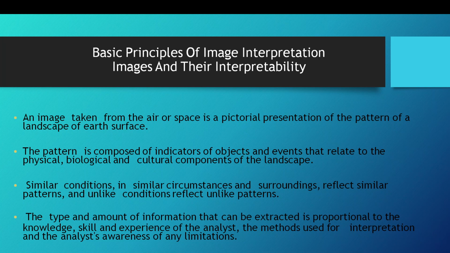Moving on, the basic principle of image interpretation and the factors that influence how interpretable an image is. It depends on the nature of images. So, firstly, image captures from the air or space provide a visual interpretation of the Earth's surface, showcasing its landscape patterns. Secondly, the patterns are composed of indicators related to the physical, biological, and cultural features present in the landscape. Thirdly, we have environmental consistency. Similar conditions in similar surroundings tend to produce similar patterns, while different conditions reflect different patterns.